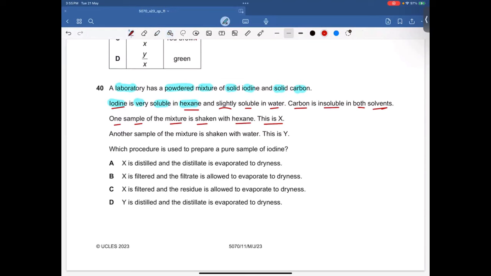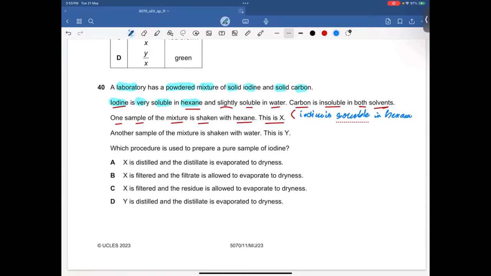So in this X, iodine is soluble in hexane. Carbon cannot dissolve. This is for X. Another sample of the mixture is shaken with water. This is Y. So in this scenario, carbon remains insoluble and iodine is slightly soluble.